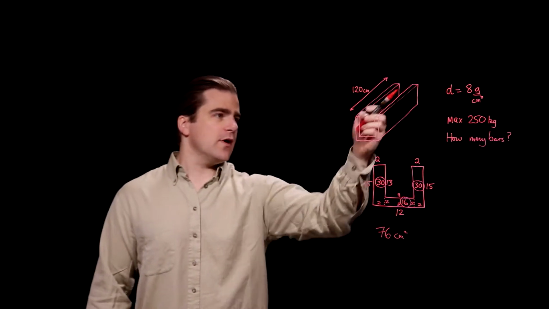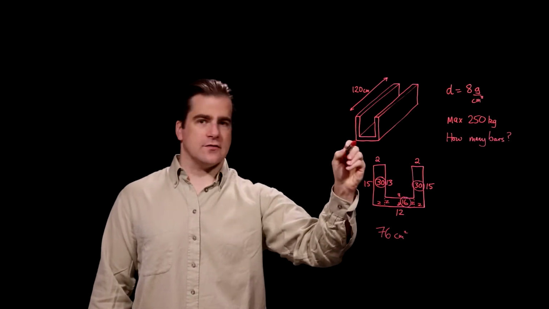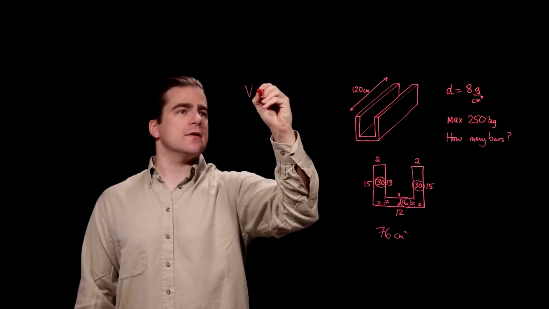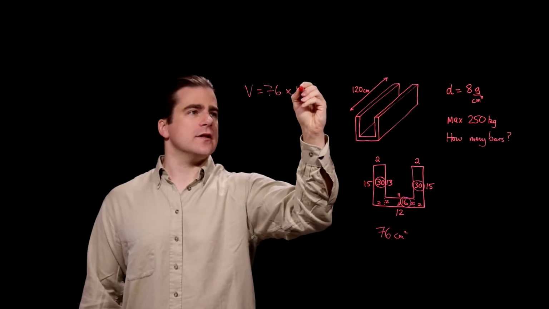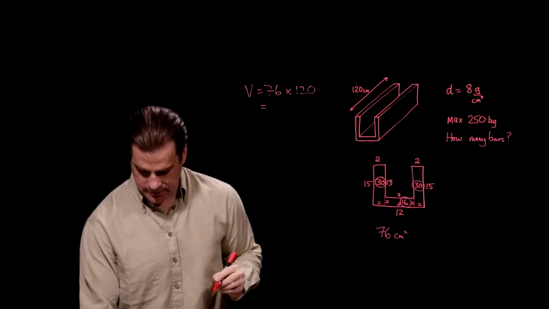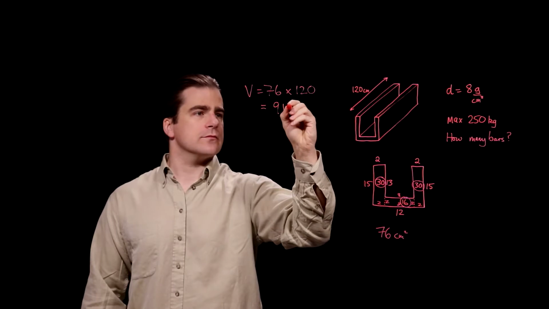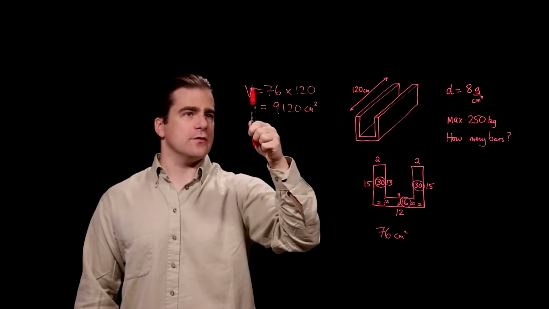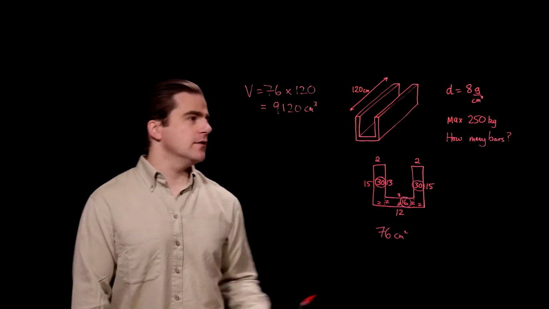So the volume of the whole thing is 76 centimeters squared times the length. So total volume is 76 times 120, which is 9120 centimeters cubed, because it's volume. Okay, we've got the volume of the whole thing.